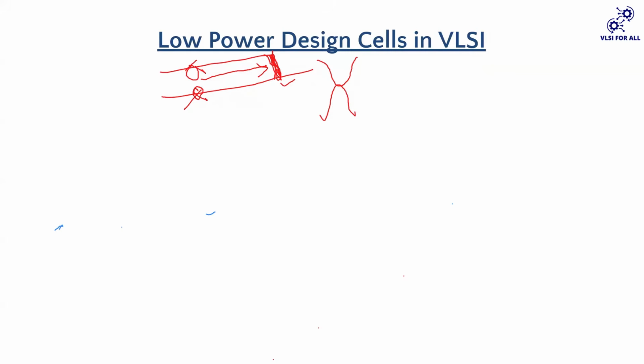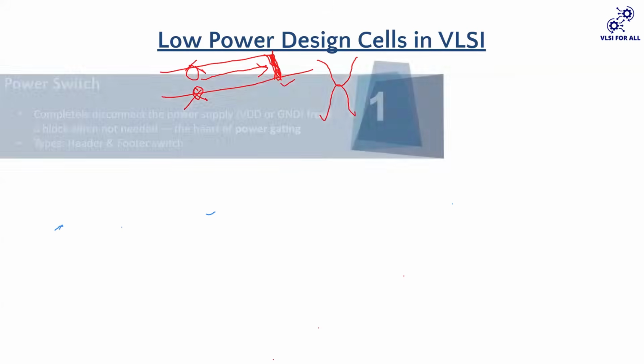And in order to remove your ground or VSS, which is at the lower voltage, there is something called a footer switch. Understood?